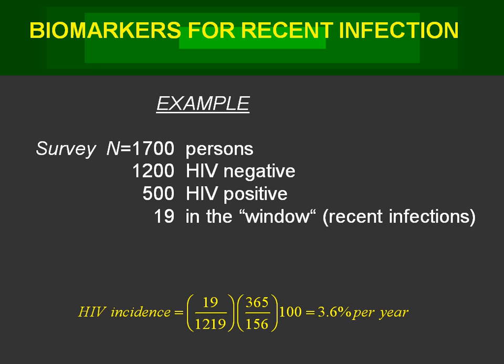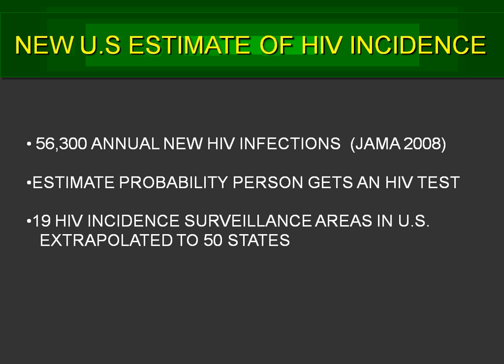And in fact, this is how the CDC is obtaining their current estimates of HIV incidence. They estimated that about 56,000 annual new infections have occurred in the United States in their JAMA paper, and that was based on this biomarker approach.